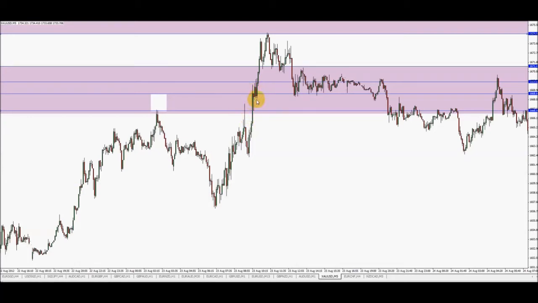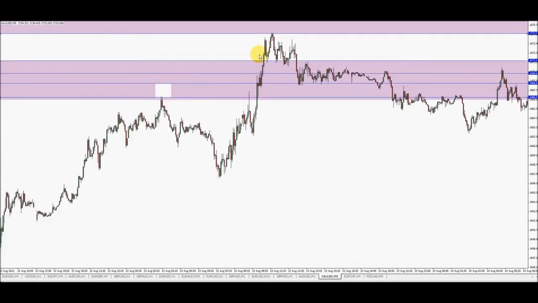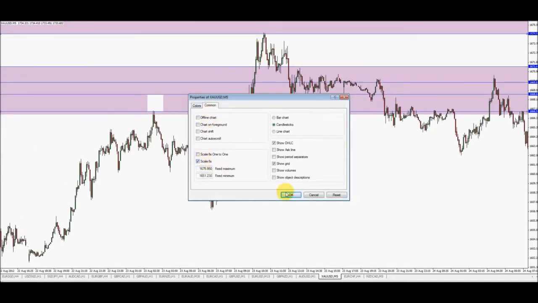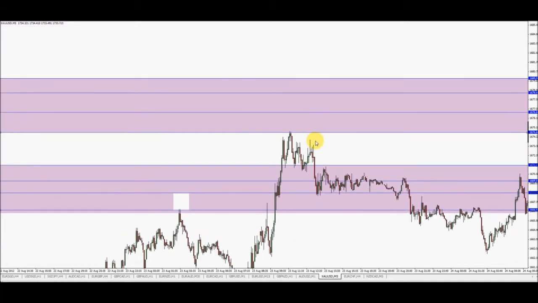We test it as demand. We come back up. We break the whole zone. We test the top of the zone as demand. Supply becoming demand, and then this is the upper zone, the upper daily supply zone.